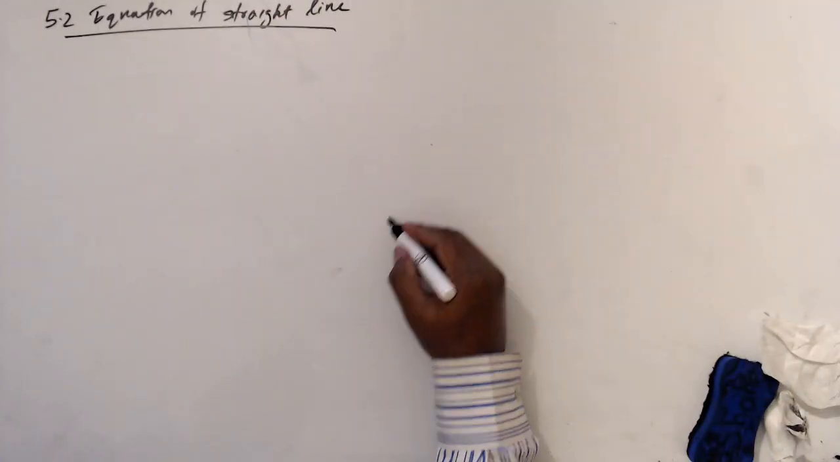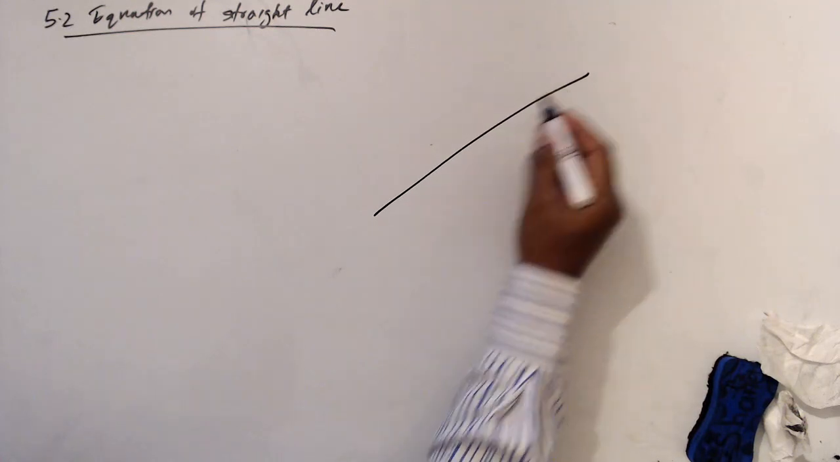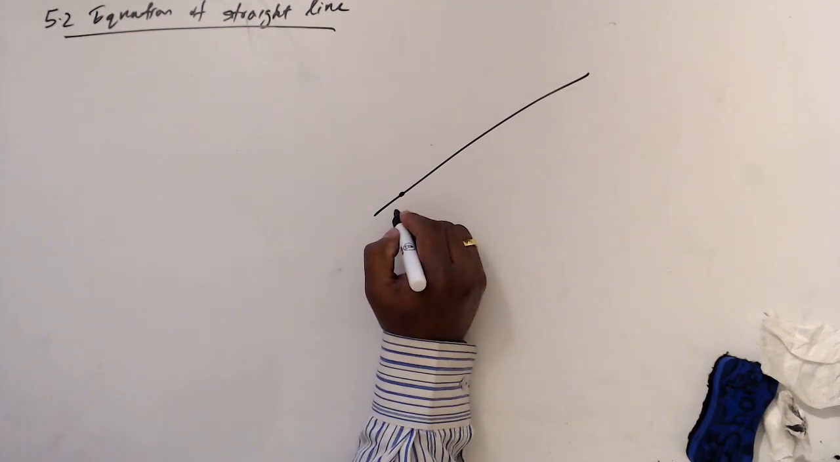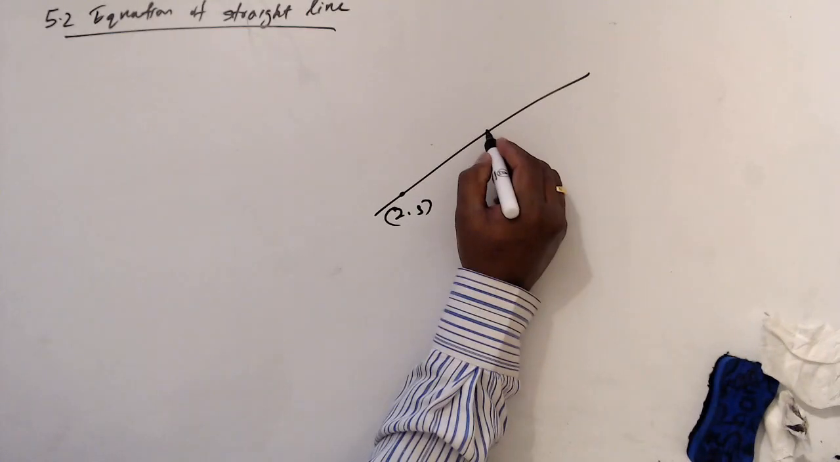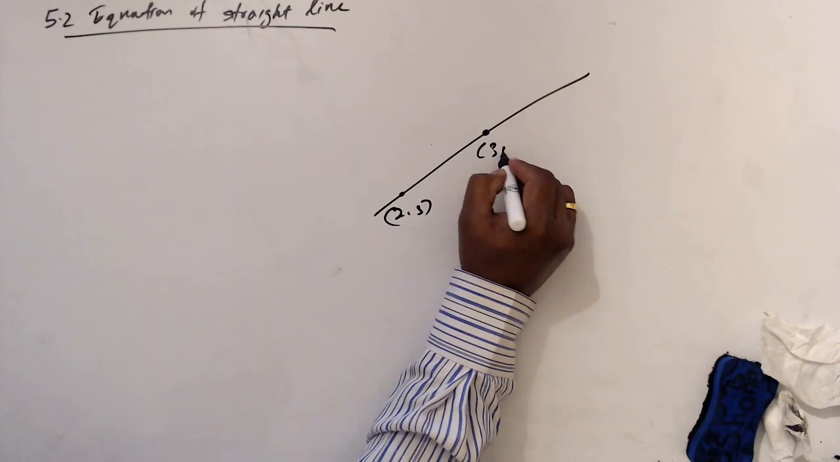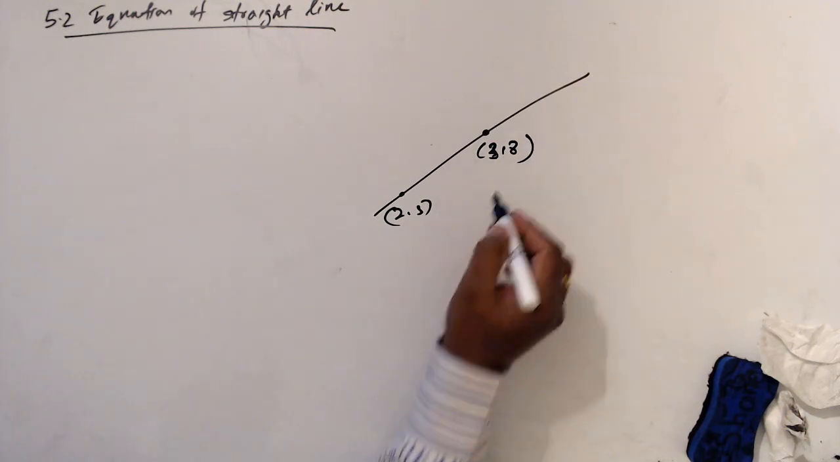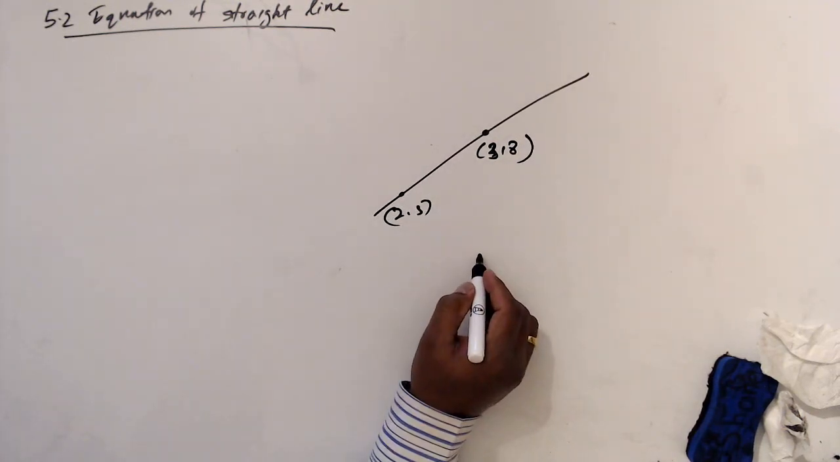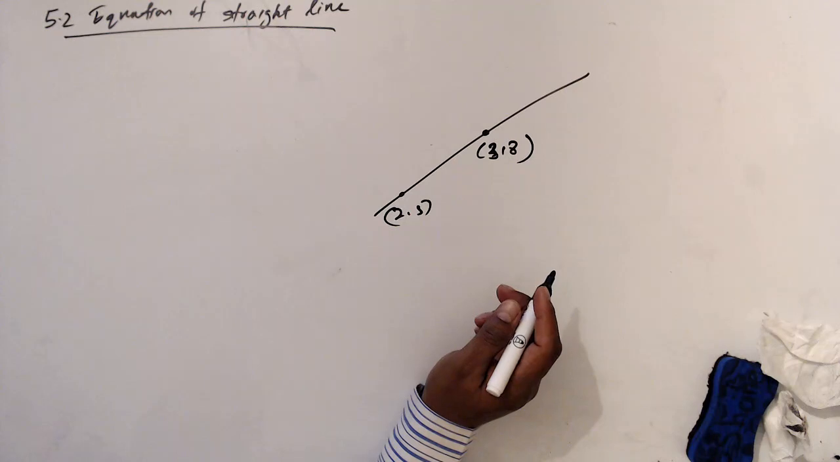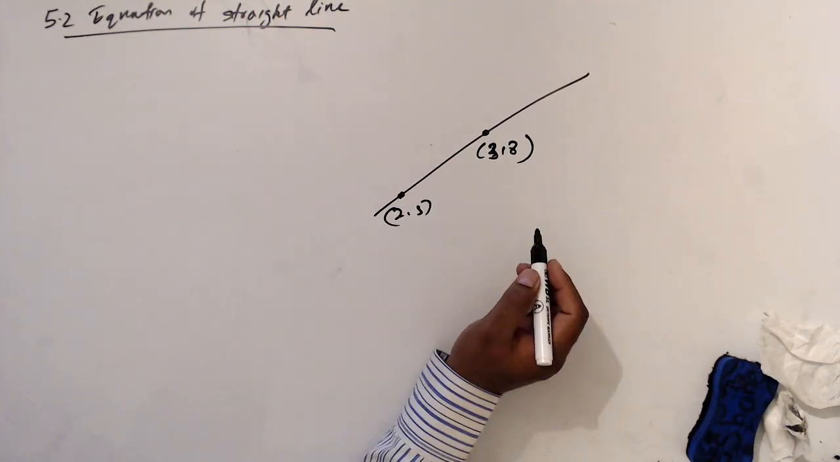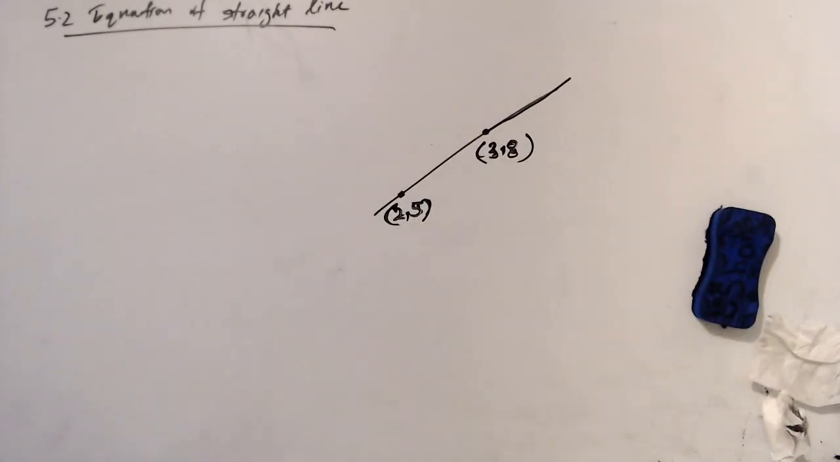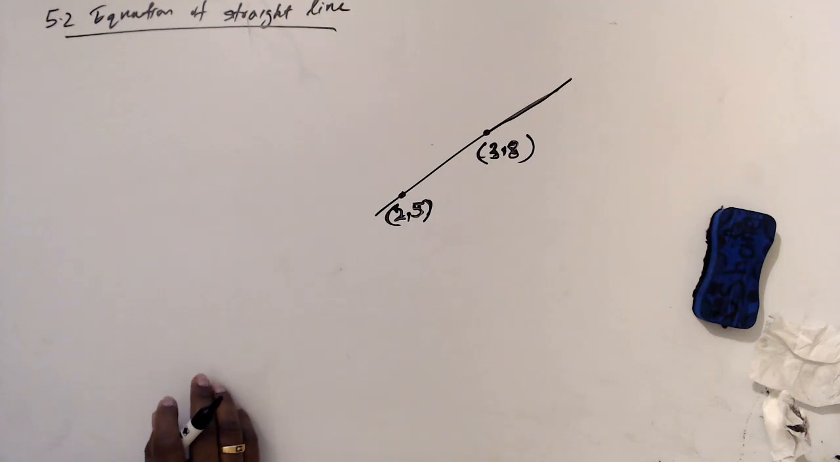Now assume we have 2 points, (2, 5) and (3, 8). How can you write the equation of the line? Now we have 2 points, and we have to find the gradient in two different ways. Okay, one is clear.